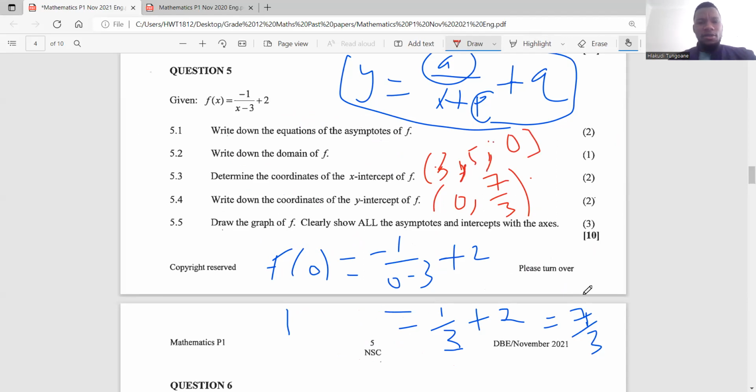Okay. So the last question is for you to draw a graph, and they say clearly show all the asymptotes and intercepts with the axes. Okay, let's draw a graph. Let's write the equation on the side so that everyone is clear. So the function is f of x equals minus 1 over x minus 3, plus 2, right? Okay, let's write this down.